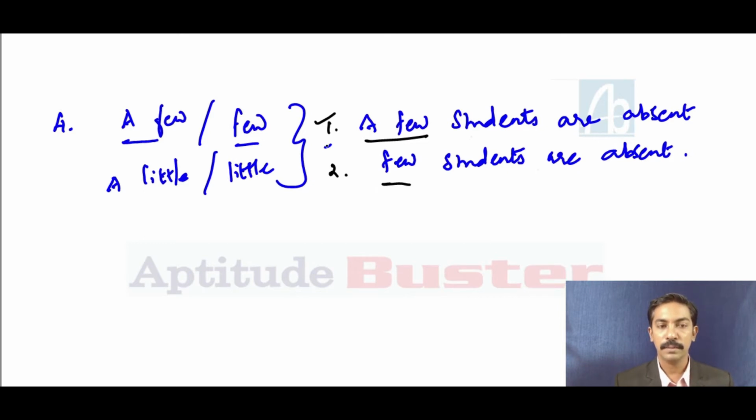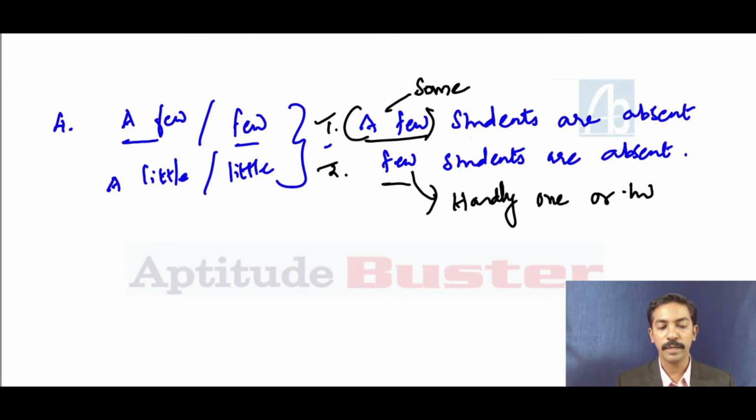But please know that both structures are right. A few students are absent, the sentence is correct. Few students are absent, the sentence is correct. Which means there is a difference in the sense. When you say a few, some students are absent. When you say few students without a, it means hardly one or two, meaning a negligible count.